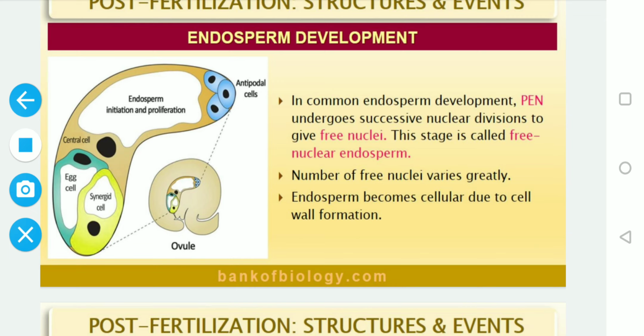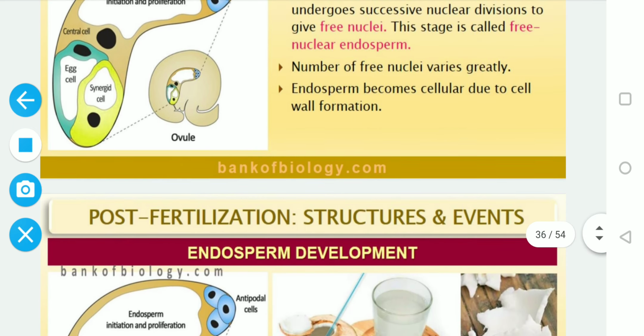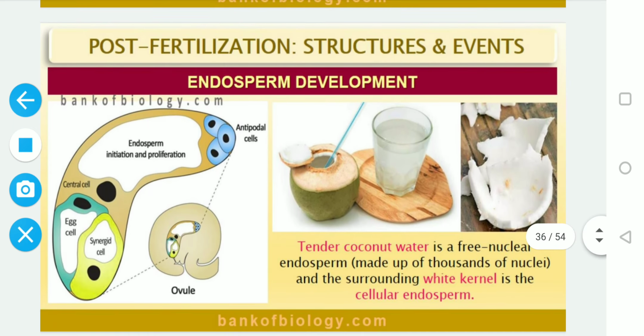And later, the number of free nuclei varies greatly from species to species and also from family to family, because there are a number of families and species found in angiosperms, right? Yes. So like that, the number of free nuclei differs greatly from one species to another. Got it? Then the endosperm becomes cellular due to cell wall formation, and as the deposition increases, the thickness of the wall also increases.